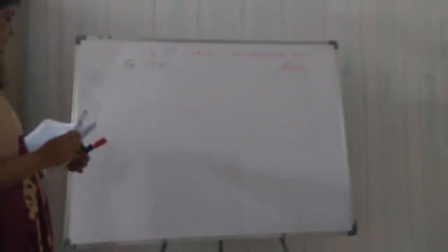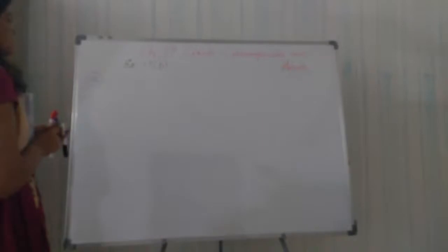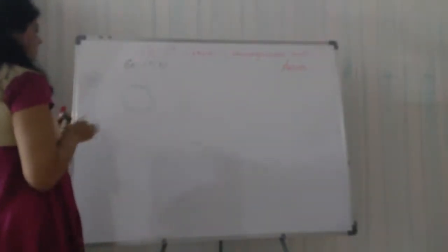Let us take question number 14. In this question, a road which is 7 meter wide surrounds a circular park. So this is the circular park, suppose, and there is a road around it.